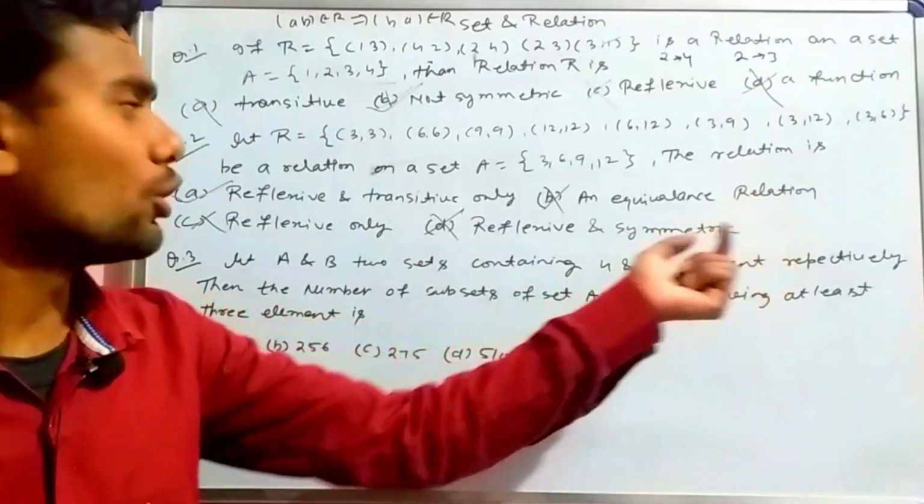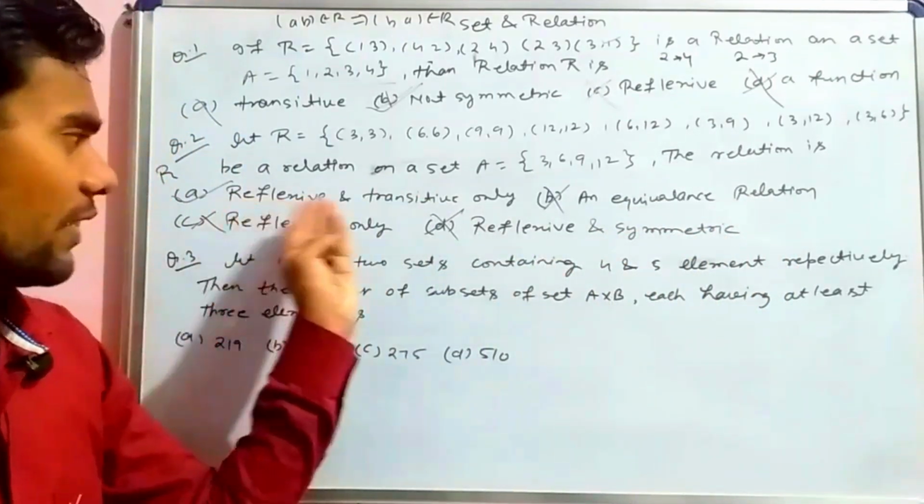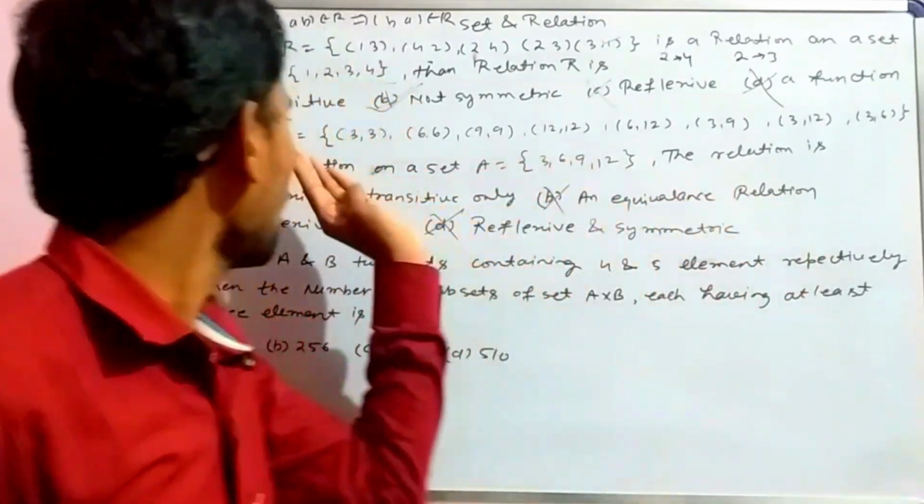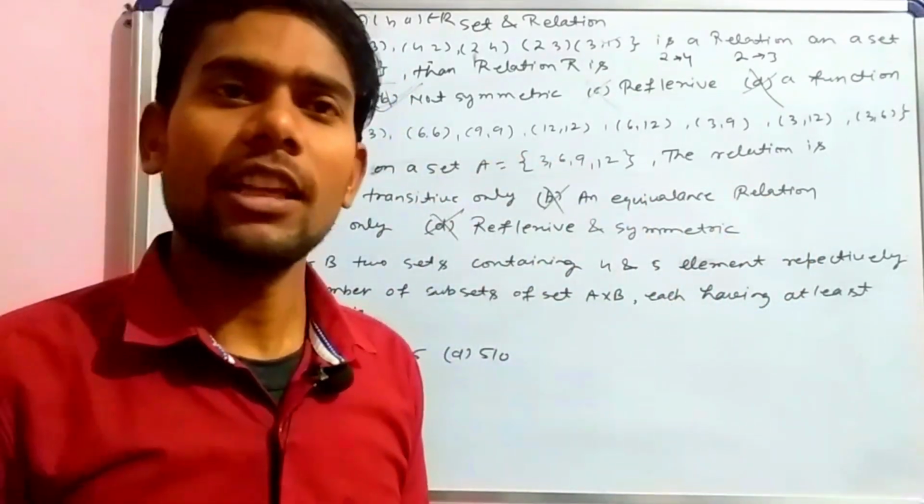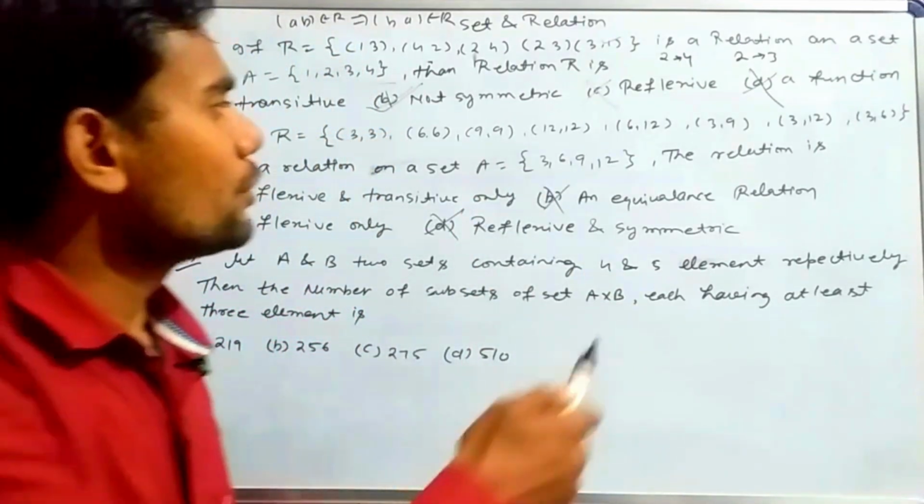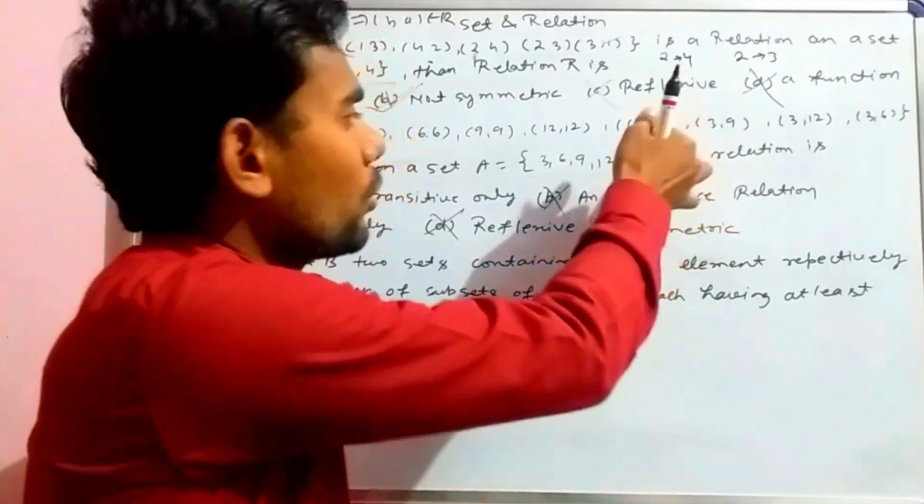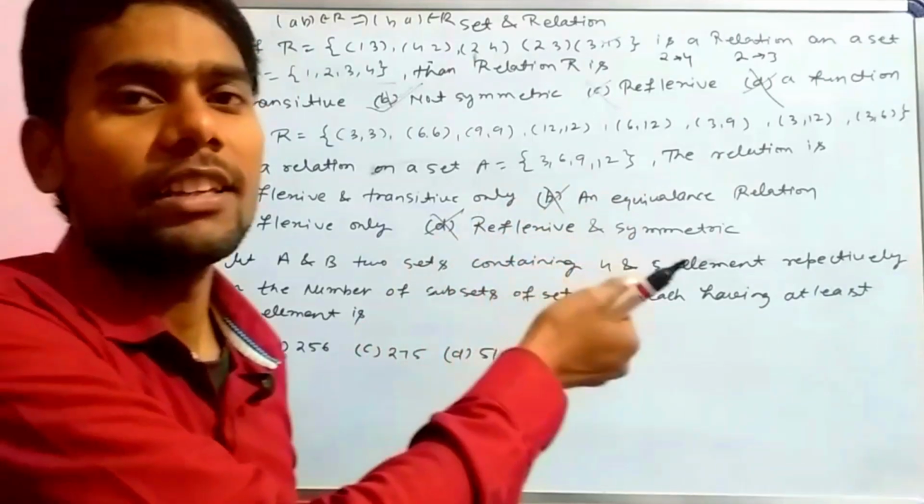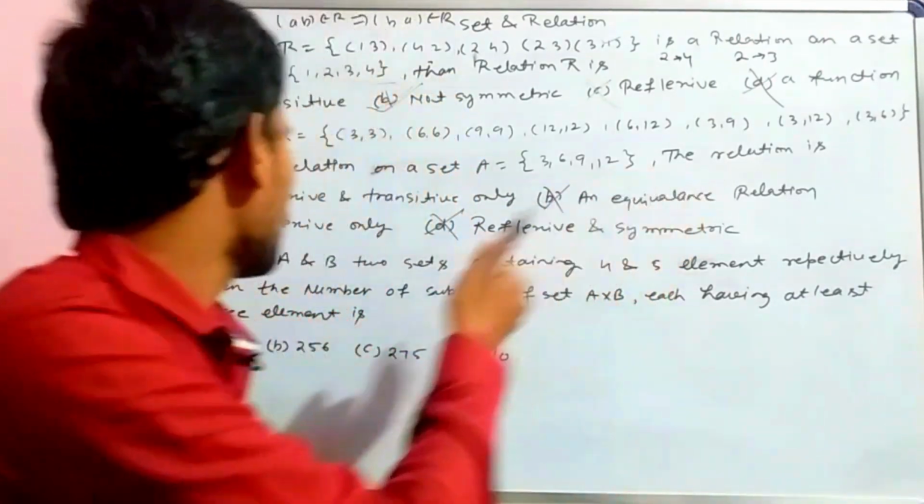An equivalence relation means it is reflexive, symmetric and transitive. If our relation satisfies the symmetric property, then we can say it is an equivalence relation. So we check symmetric. If we choose (6,12), it belongs to R, but (12,6) does not belong to R, so it is not symmetric. This is the discarded option.